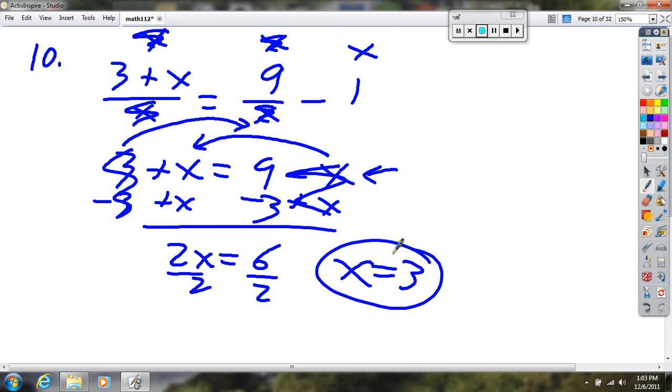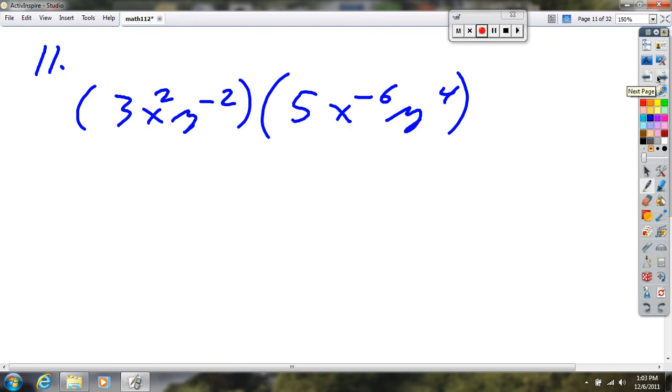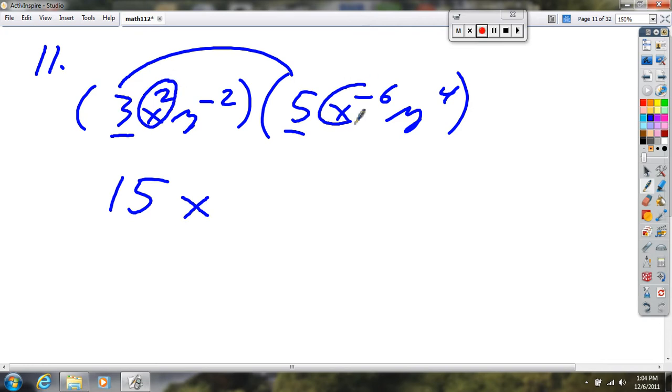Okay? Number 11. We're multiplying. We have numbers and letters. When we multiply the numbers in front, which is 3 and 5, you simply multiply. 3 times 5 is 15. When you multiply letters, we're going to multiply the x's, this one and this one. What do we do when we multiply x's? We add exponents. We put the x down and we add 2 and a negative 6. 2 plus a negative 6 is a negative 4. That's what our exponent is.